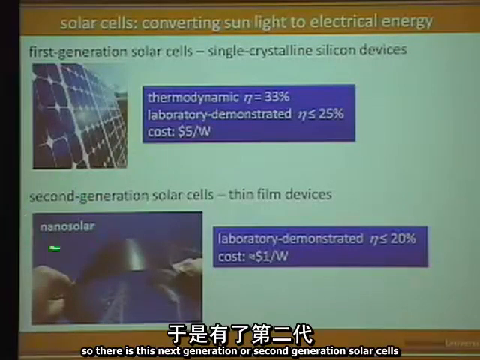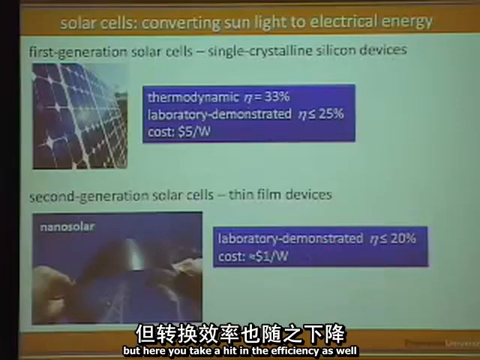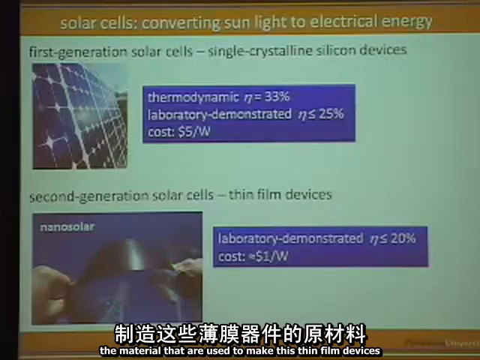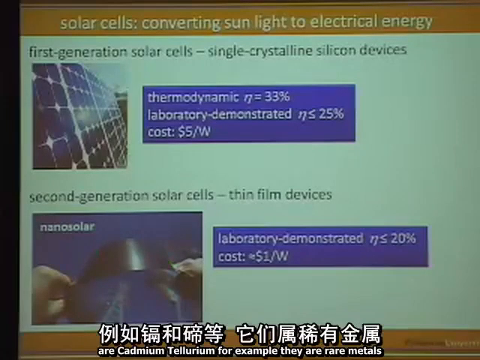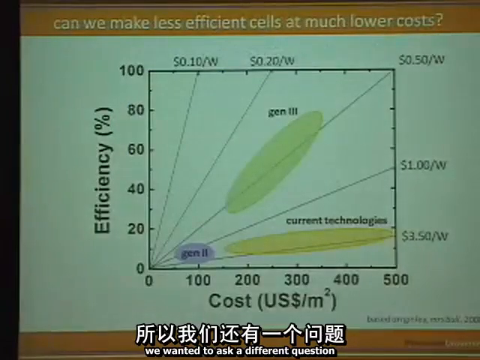So there's this next generation or second generation solar cells. These are thin film devices, so they're polycrystalline. That drops the cost significantly, but here you take a hit in the efficiency as well. The materials that are used to make these thin film devices are cadmium telluride, for example. They're rare earth metals. They could be toxic. And so we wanted to ask a different question.